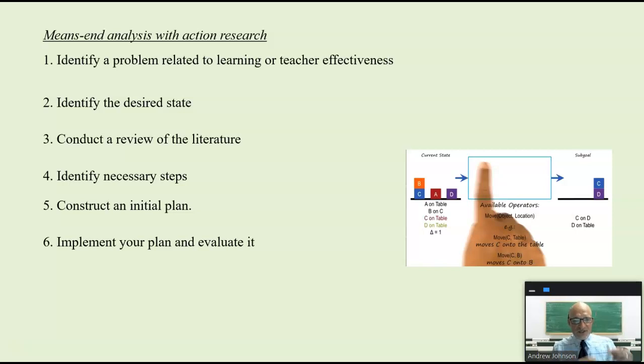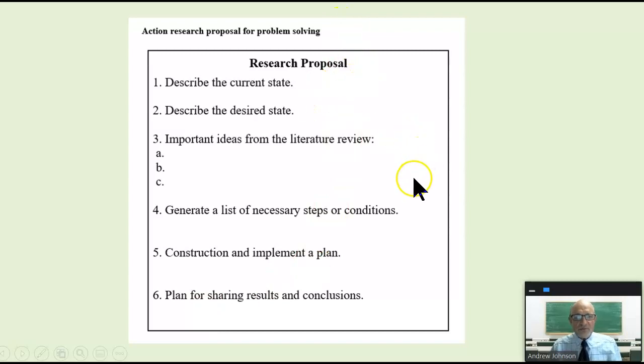Once you identify the steps, and these don't have to be in order here, but number 5, you construct this initial plan. This is where they're put in order. You have a plan, and then you implement your plan and evaluate it. Means end analysis used for problem solving. Here's a research proposal, and we'll talk about that in a bit. But the teacher fills this out, gets approval from administration. Very basic, we have to provide the structure for teachers to do this initially.